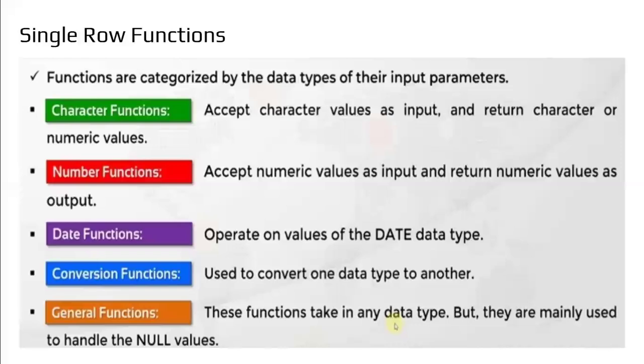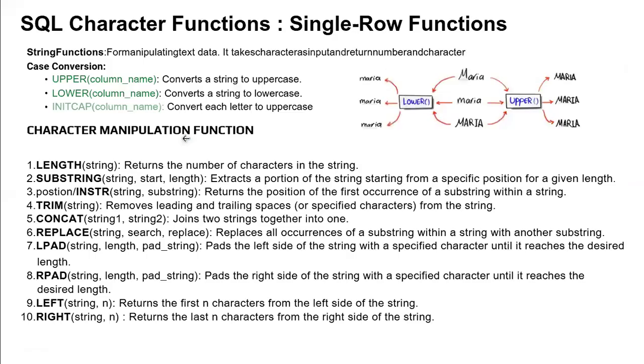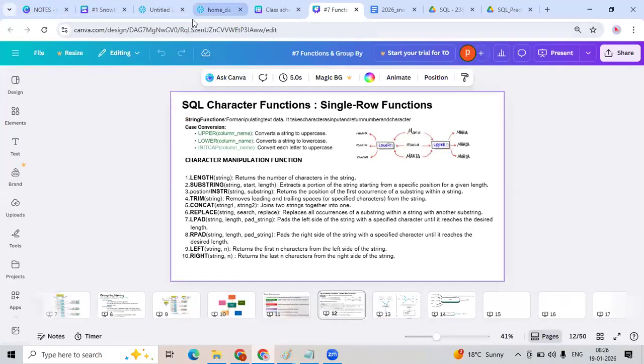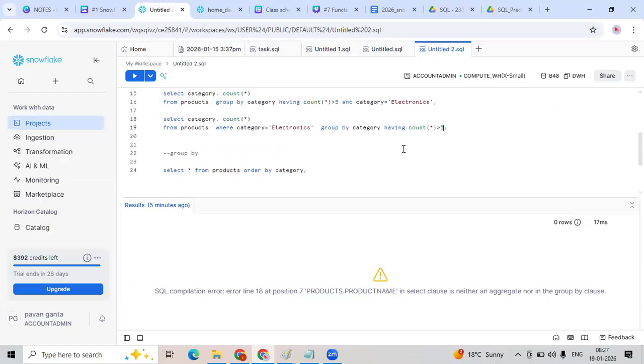Character functions accept a character value as input and return a character or numeric value as output. I have classified the character functions into two types: one is the string function and the other is the manipulation function. What is the case conversion function? In case conversion, we have three functions: upper, lower, and initial caps. What will these do? Let me go here.